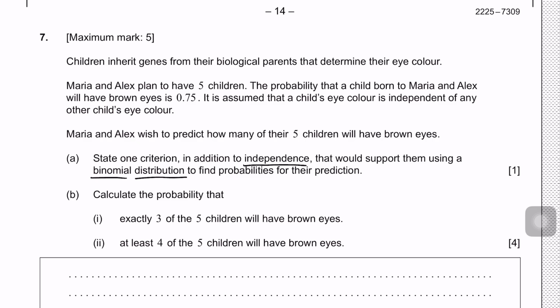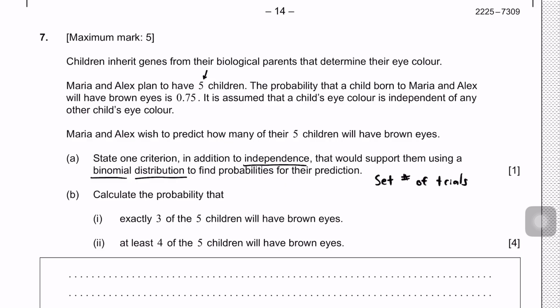We need to have a discrete number, that is to say a set number of trials. So in this case, the plan is to have 5 and only 5 children. They're not going to suddenly extend it to 6 and then 7 and then 8, or in this case, we would imagine, going down to 4 or 3. So we need a set number of trials.